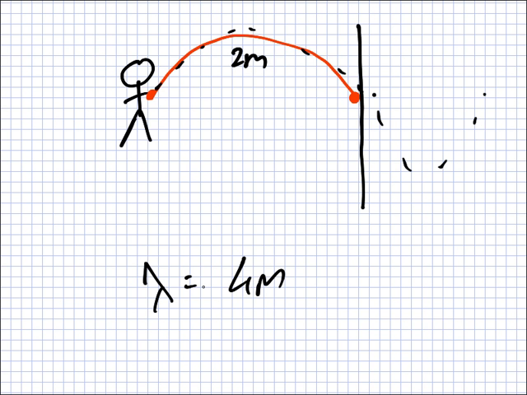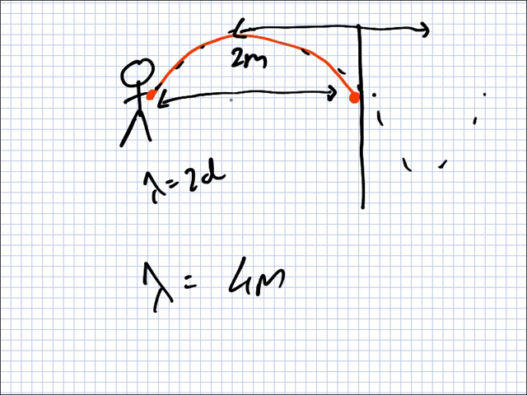Is that okay? Is lambda equals 2D only for the rope, not on the pipe? No, it works here. The D here is 2 meters, node to node, or antinode to antinode. The lambda is also 2D. The D is 2 here. Is this okay? Yeah, I just didn't have this in the notebook.